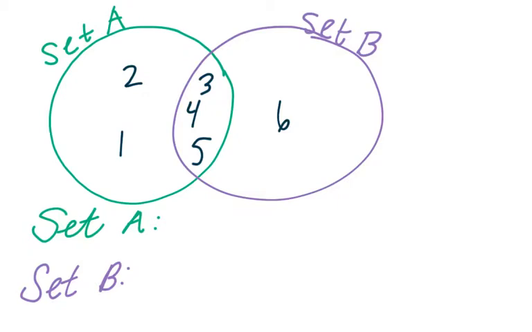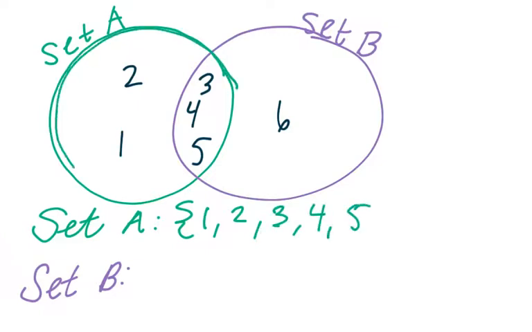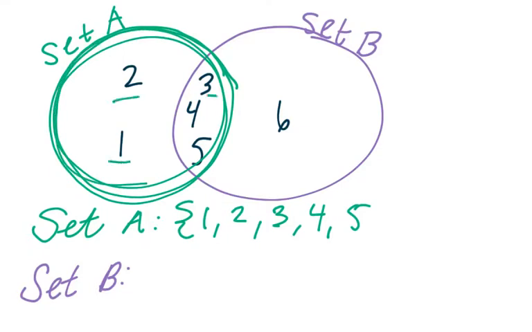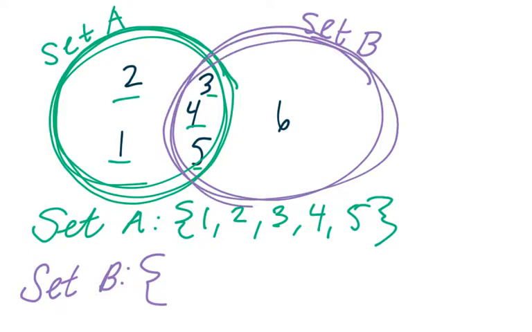Let's look at this example. Again, we're going to write out what the set of A is in roster form. So A is the values 1, 2, 3, 4, and 5. Again, it's all the numbers that are contained within this circle. So 1, 2, 3, 4, and 5. Set B contains the elements 3, 4, 5, 6.